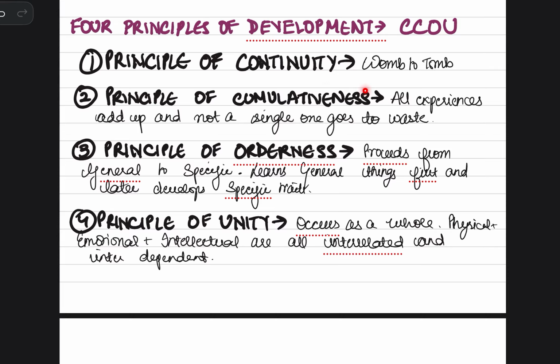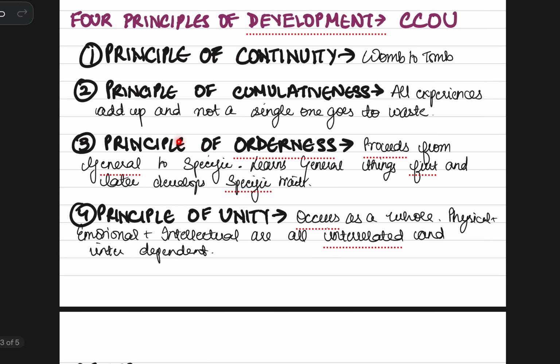Now what is the meaning of cumulativeness? Everything compiled together is cumulated. Cumulativeness means that all experiences that we have in life since the day we are born, since we start understanding the world, whatever we take in from our environment, from our surroundings, nothing ever goes to waste. Every single experience we have had up till now and till the day we die will always have an impact on us. So all experiences add up and not a single one goes to waste.